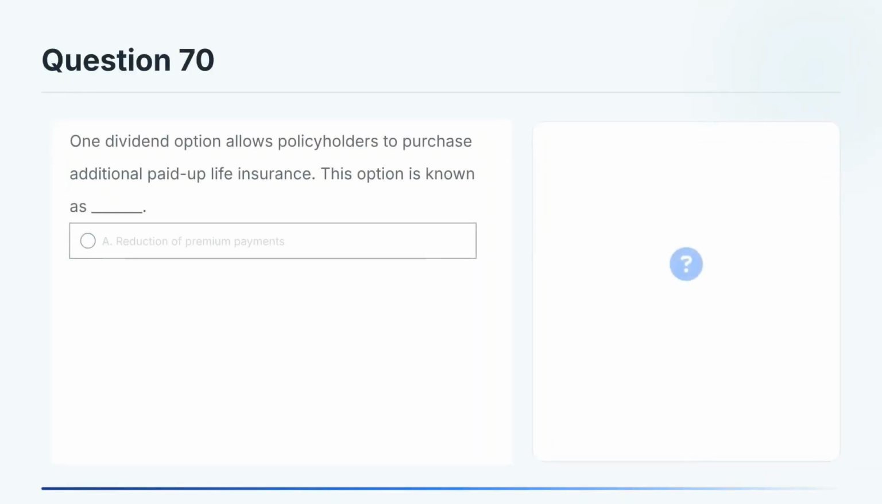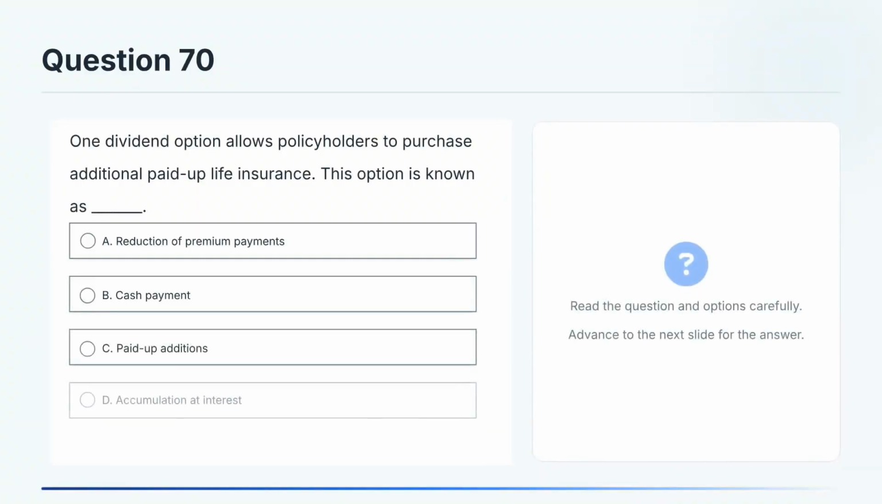Question 70. One dividend option allows policyholders to purchase additional paid-up life insurance. This option is known as blank. A. Reduction of premium payments. B. Cash payment. C. Paid-up additions. D. Accumulation at interest.